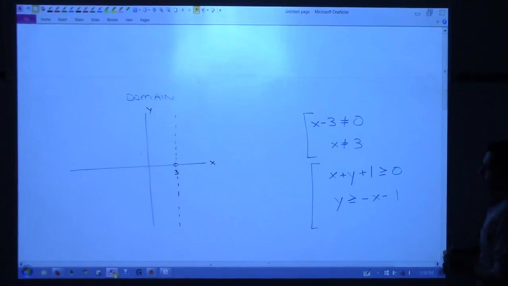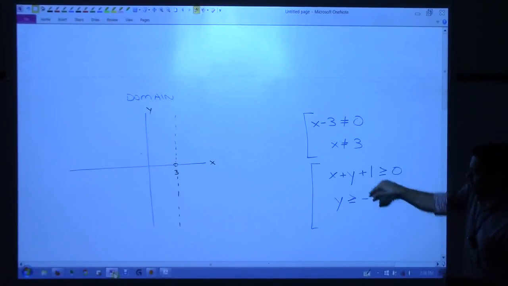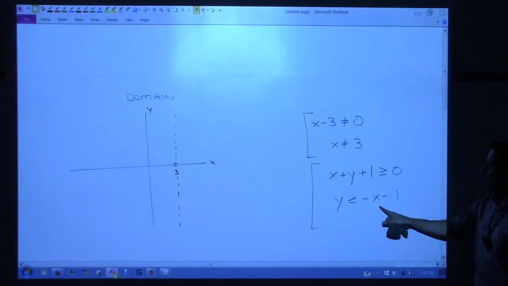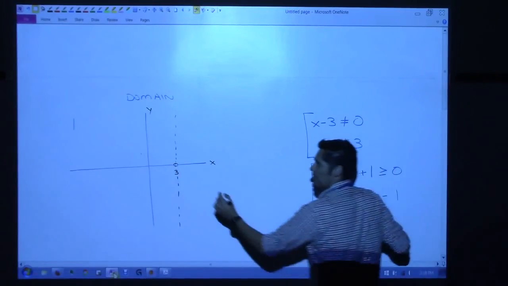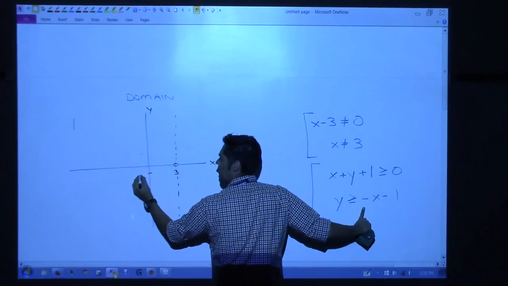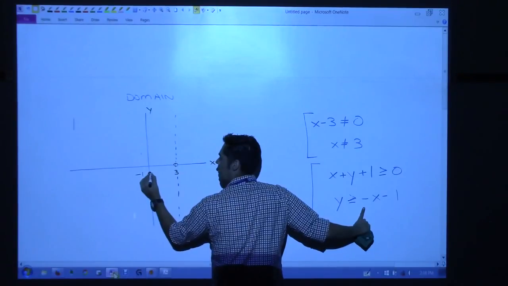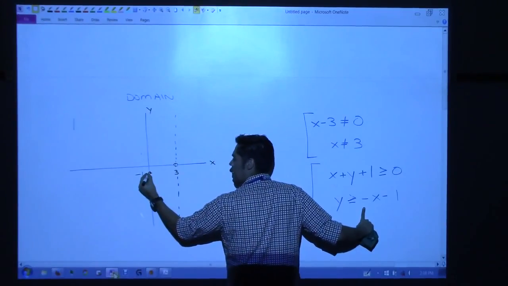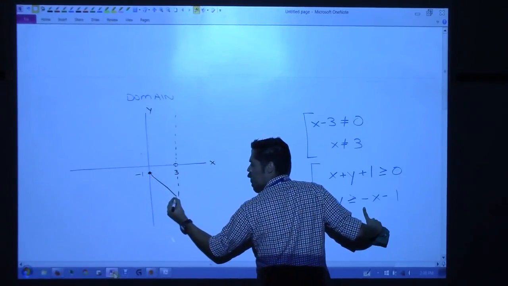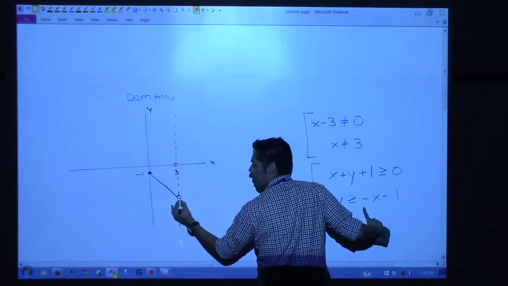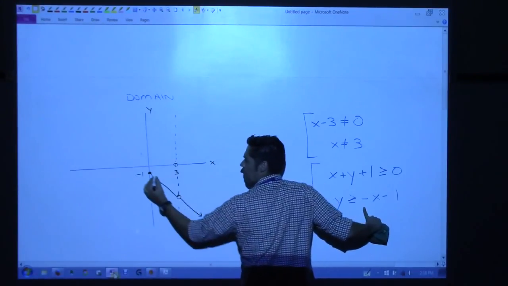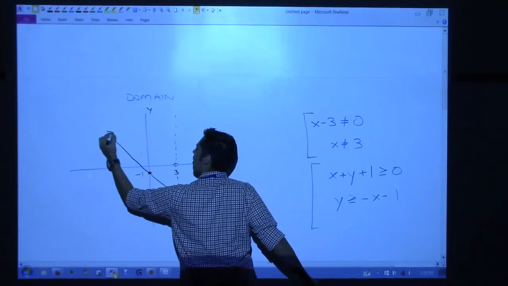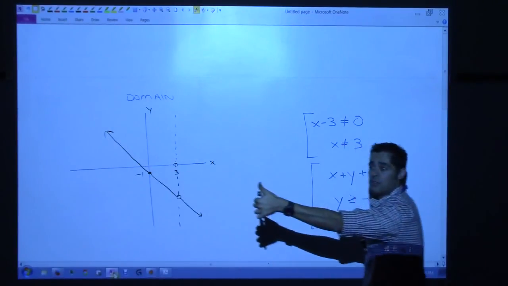Then it's okay to have this line, right? If I make that an equals, it's okay to have that. Let's graph that. It would have a y-intercept of -1 and a slope of -1. So it would go something like this, and of course not go through there, and then go this way. So that line is okay to have, yes?